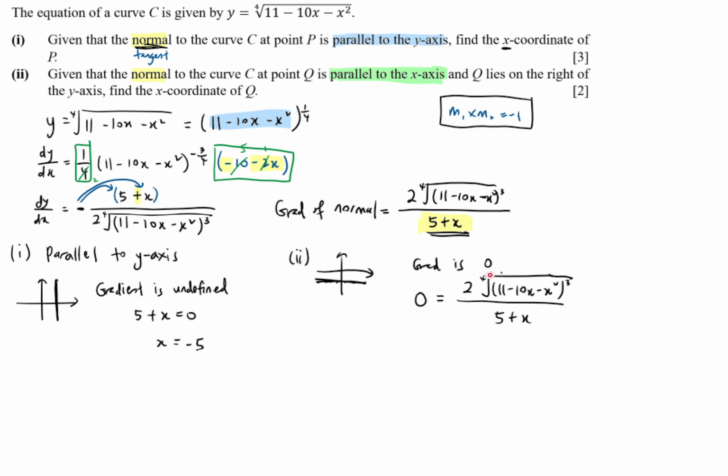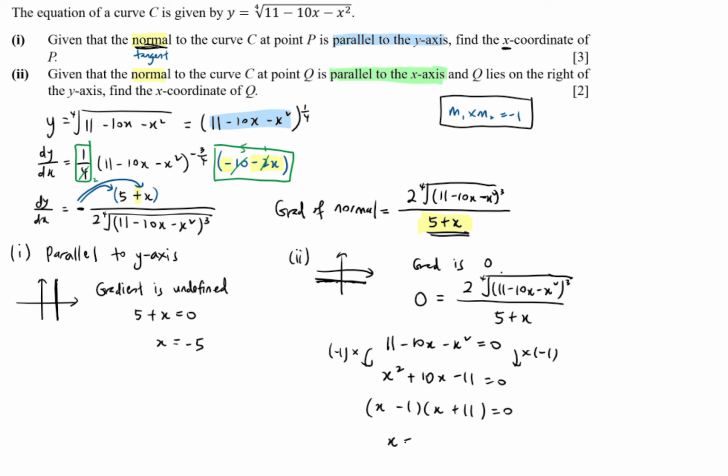You can put power 4 on both sides and take the cube root, which means your expression 11 minus 10x minus x squared equals 0. Usually I'm not used to having a coefficient of negative for x squared, so I will multiply both sides by negative 1, but this step is not compulsory. So x squared plus 10x minus 11 equals 0. Perform your factorization, or many of you will be using your calculator to factorize it. You'll get two answers here: x equals 1 or x equals negative 11. Now choose your answer carefully.